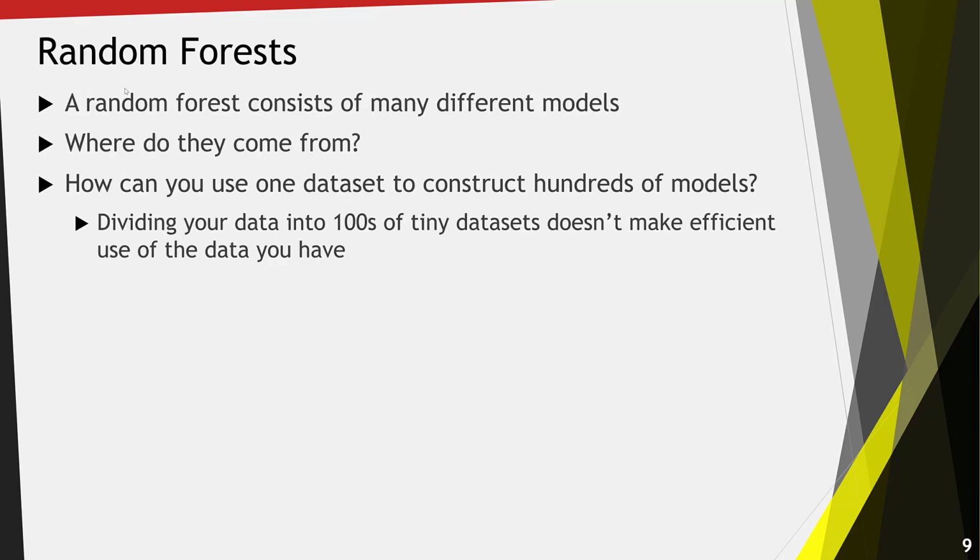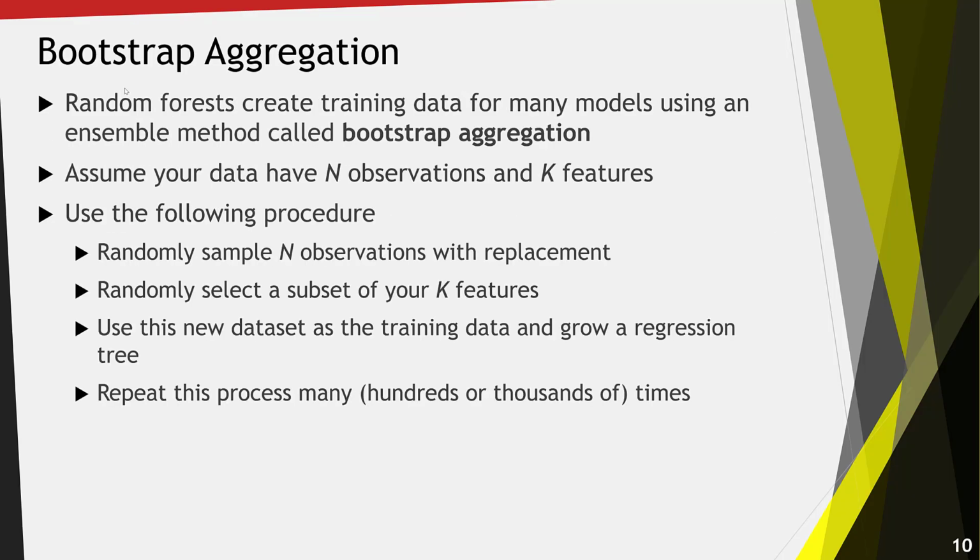A random forest consists of many different regression trees. These are each different models. But where do they come from? How can you use one dataset to construct hundreds or thousands of models? Dividing your data into hundreds of tiny datasets doesn't make efficient use of the data you have. It would probably lead to low-quality forecasts. Random forests solve this problem by creating data for many models using an ensemble method called bootstrap aggregation.